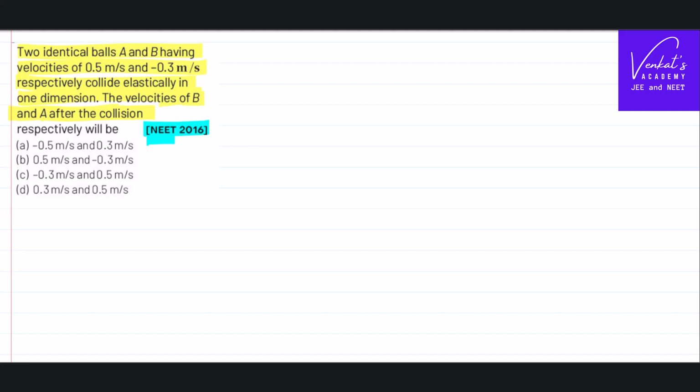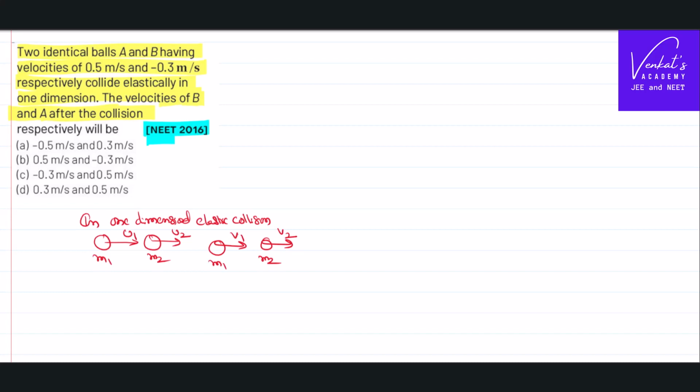First of all, we need to know that in one-dimensional elastic collision, if bodies of m1 and m2 before the collision are moving with velocities u1 and u2, after the collision, let them have velocities v1 and v2. Both momentum and kinetic energy are conserved.